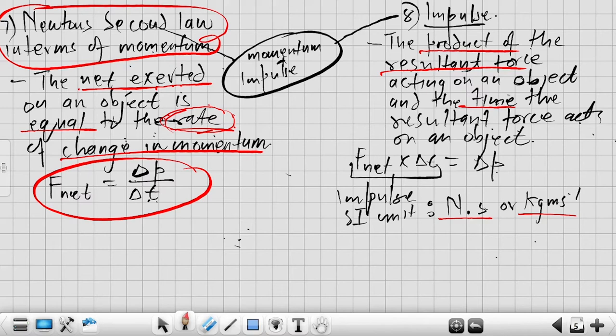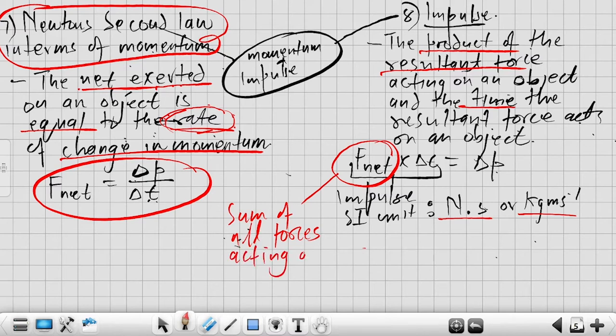So previously, the mistake that the majority of us were making is that we were not aware that this is the net force. So remember, net force is just the sum of all forces acting on an object. That is the mistake that the majority of us are making.